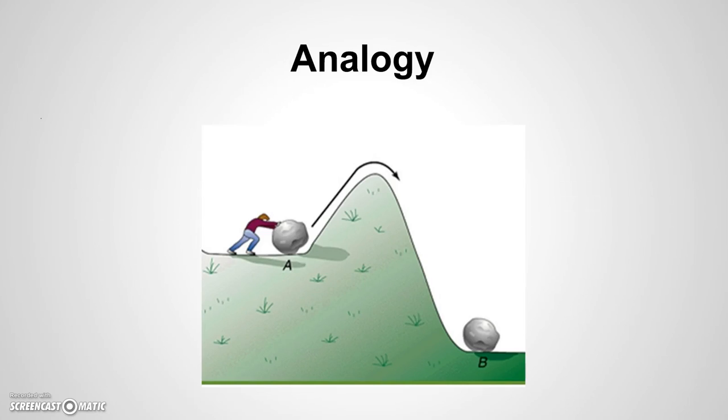A real-world scenario to understand this concept is someone pushing a rock up a hill in order to roll it down the other side. The person's starting point to the apex of the hill is the activation energy. If the person doesn't push the rock far enough, then it will roll back down without making it to the other side. If the person is able to push the rock over the hill, then they provided enough activation energy for the reaction to occur.